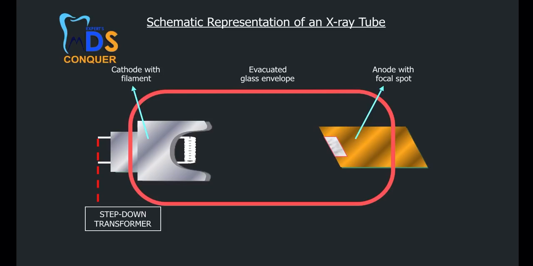Now coming to the other side, which is the anode, which consists of the focal spot. As you can see, there is a white colored thing which is called the focal spot, and there is a golden colored copper stem. The focal spot is not straight, it is slightly angulated. That angulation is about 20 degrees. Why is it angulated? There is again a reason for that. That angulation of 20 degrees is called the line focus principle.